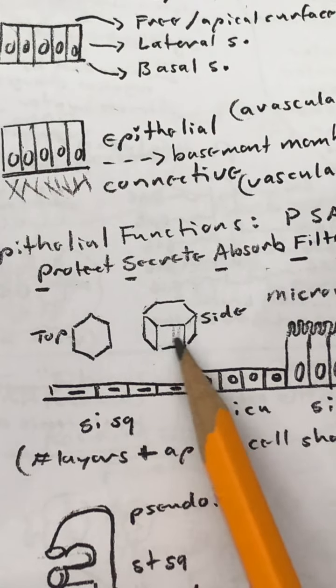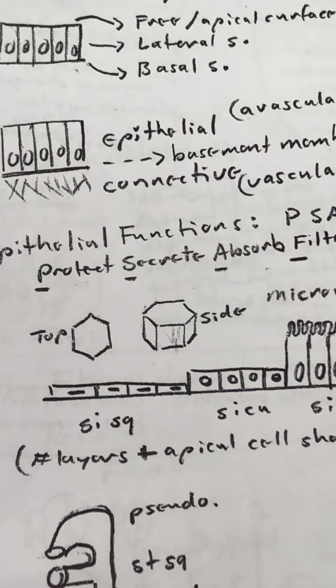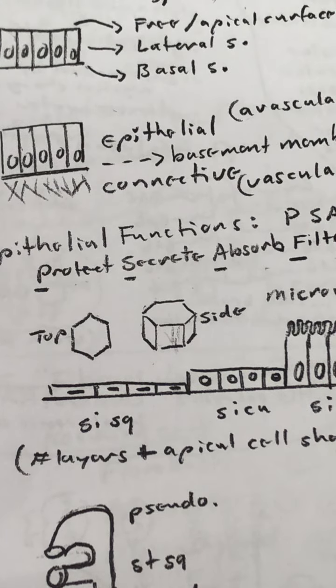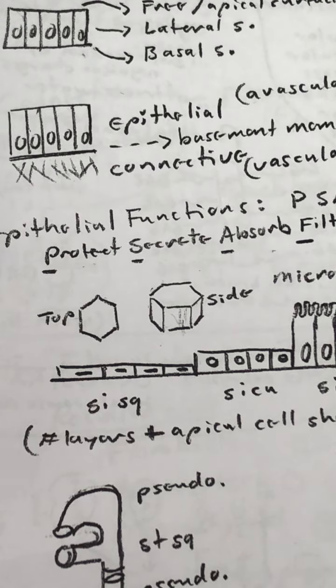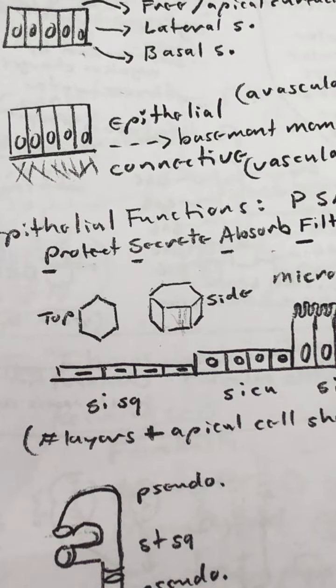So, looking from the side of a slide, you might see a box, but from the top, you might see something that's more of a hexagon. We identify epithelial tissues according to the number of cells it takes to go from the basement membrane to the free surface, and by the relative shape of these cells at the free surface.